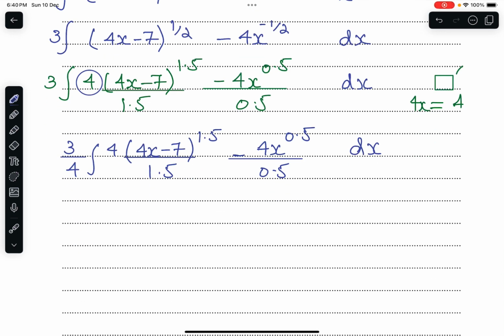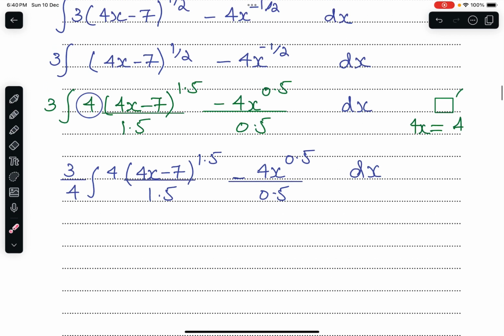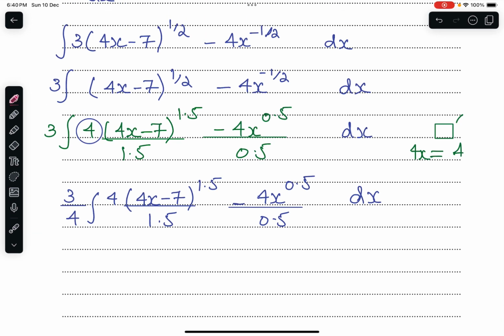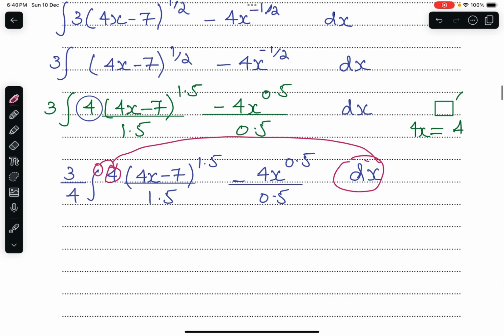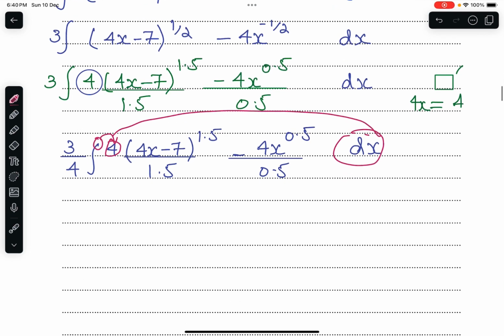So when we integrate them, three things are going to disappear. What are those three things? The integrating symbol, the differentiation of the box outside, and the dx. So these three things are going to disappear now. So what are we going to be left with? It is going to be 3 over 4 multiplied by (4x minus 7).